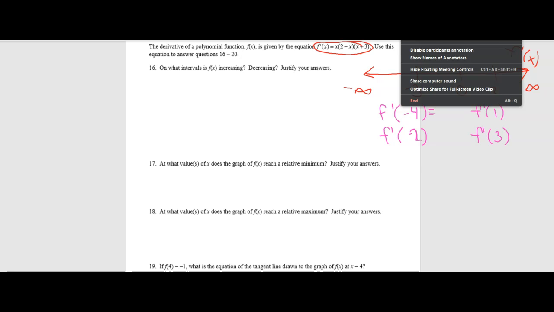If you haven't already paused the video to answer all of these questions, do that now. Start with this one, find those values of f prime, fill in your number line, and see if you can answer the rest of the questions as well.